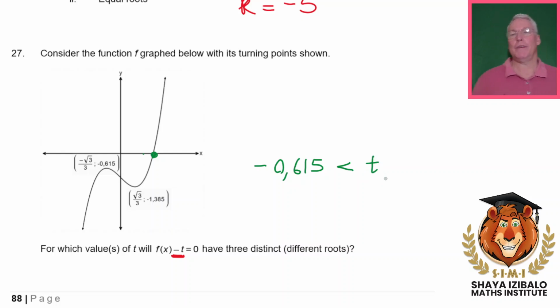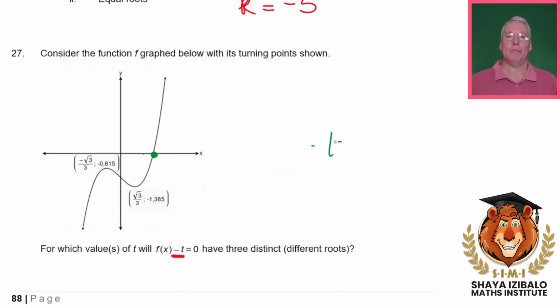So for example, if t was negative a half, no, that wouldn't be enough, right? We actually need t to be less than negative 0.615. Okay, t must be less than negative 0.615.